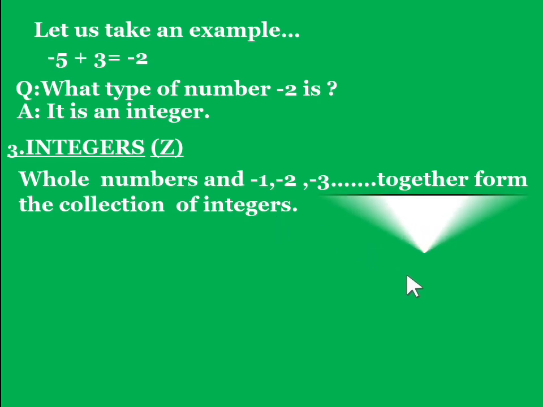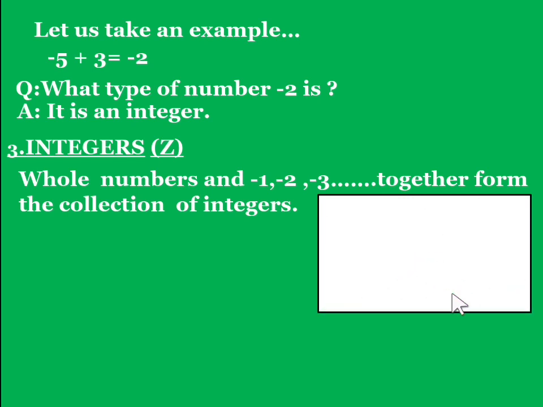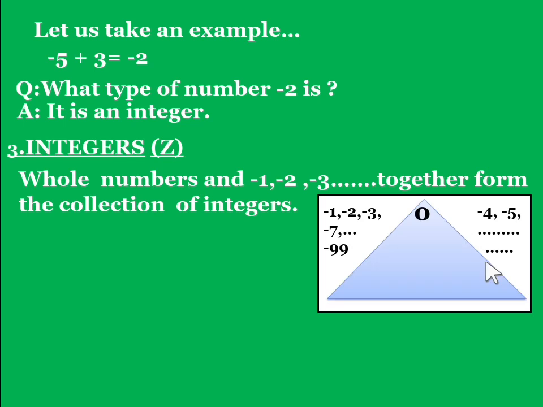So here in this rectangle you see there are negative numbers -1, -2, -3, -4, -5, -6, -7 till infinity. These are the negative numbers. And here in the triangle, 0 is a whole number including natural numbers, and all these represent the collection of integers.